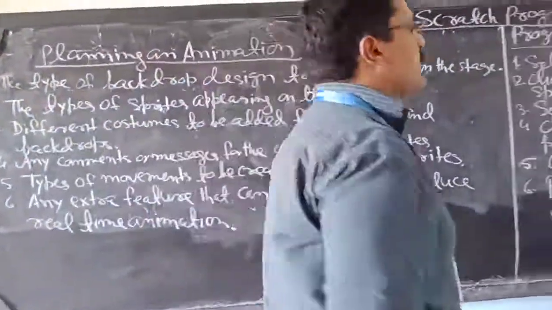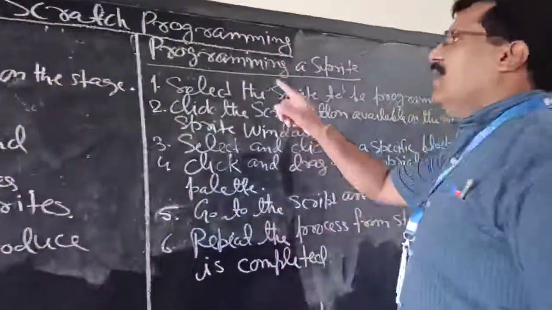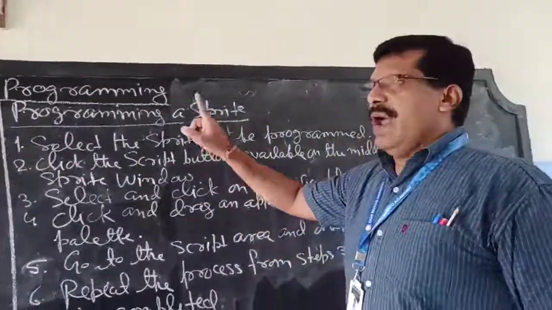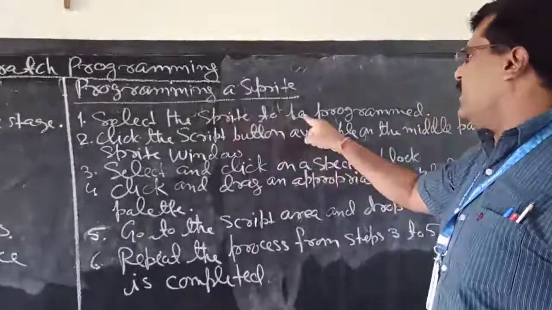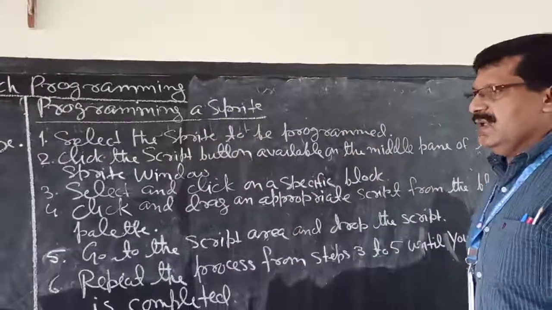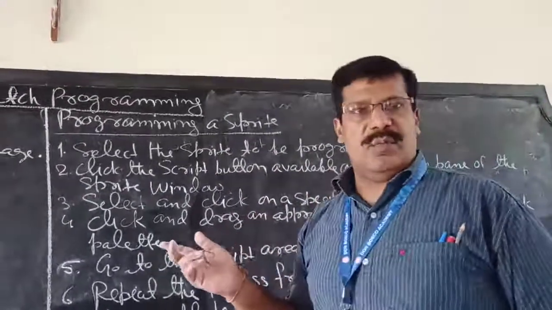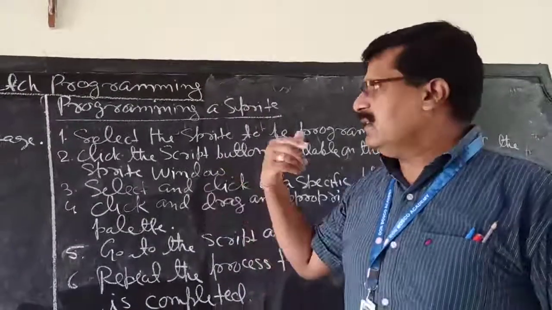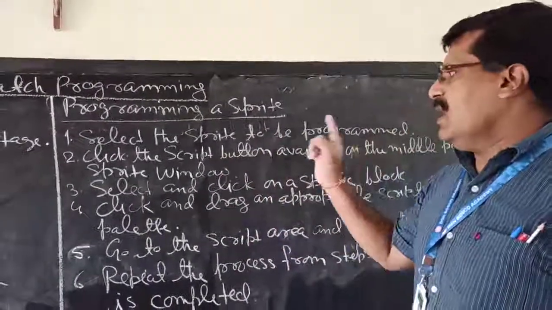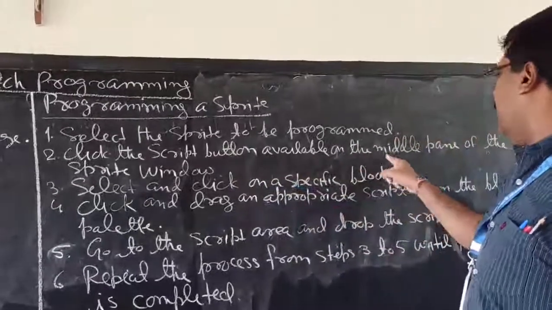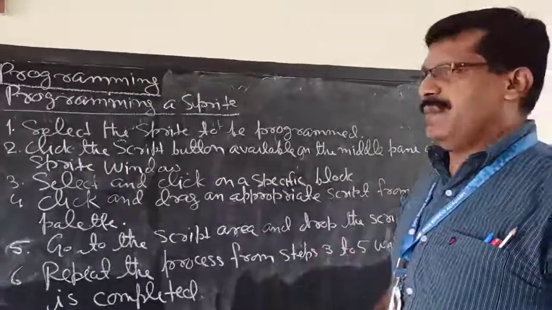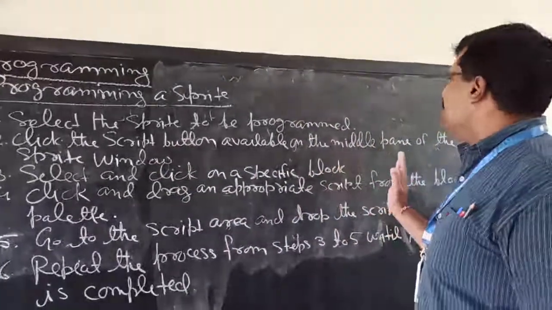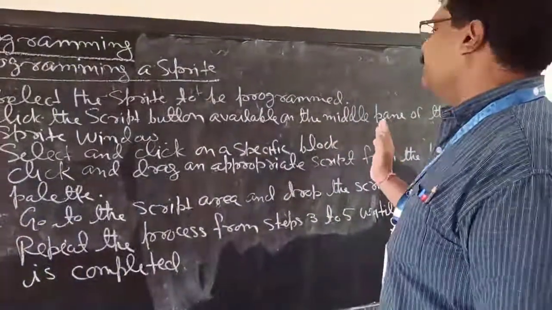Now, how to write a Scratch program? Steps for programming a sprite. To write a program, first select the sprite to be programmed. So you can delete the default sprite: click on the delete button, do a left click on the sprite, and it will be deleted. Click the script button available on the middle pane of the sprite window. On the middle pane of the Scratch programming is the script window, click on that.